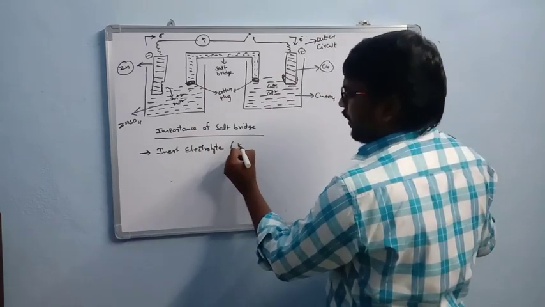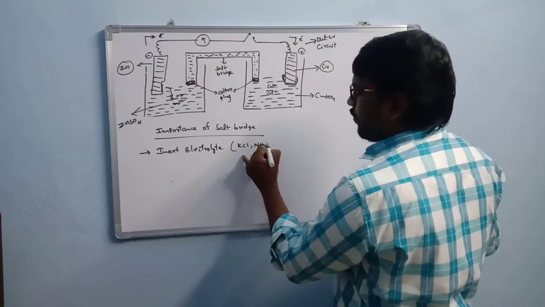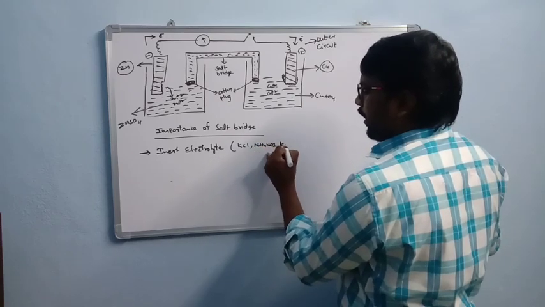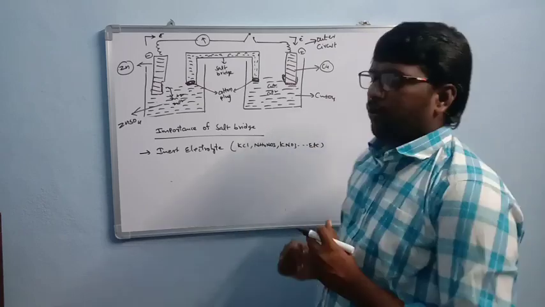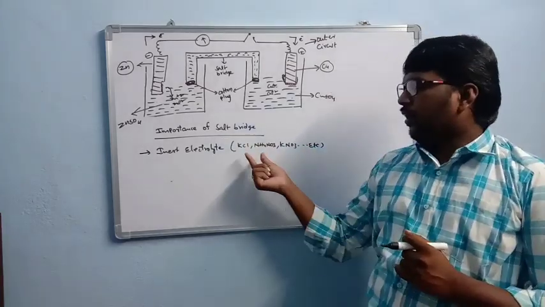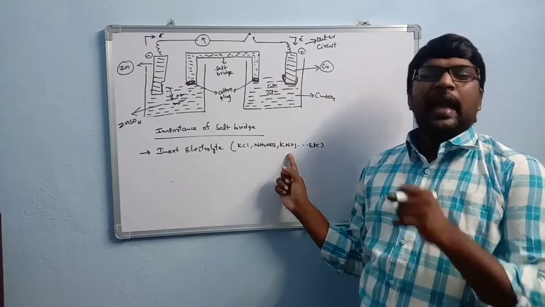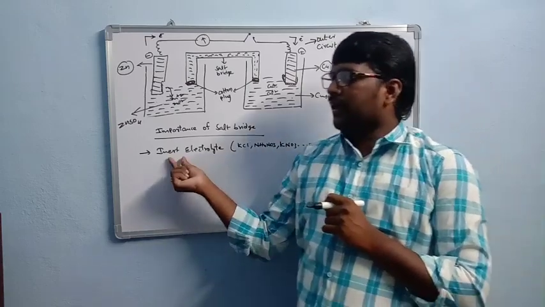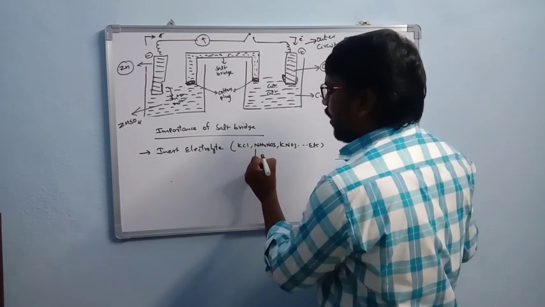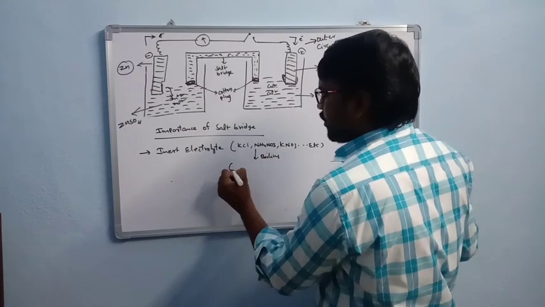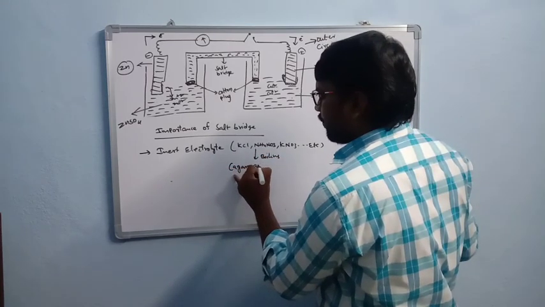Here we have to take KCl, NH4NO3, KNO3 like this. These can be taken as electrolytes in the salt bridge. Right now we have to see, when you take them like this, these are actually active electrolytes. These are made inert by boiling with a substance like agar.